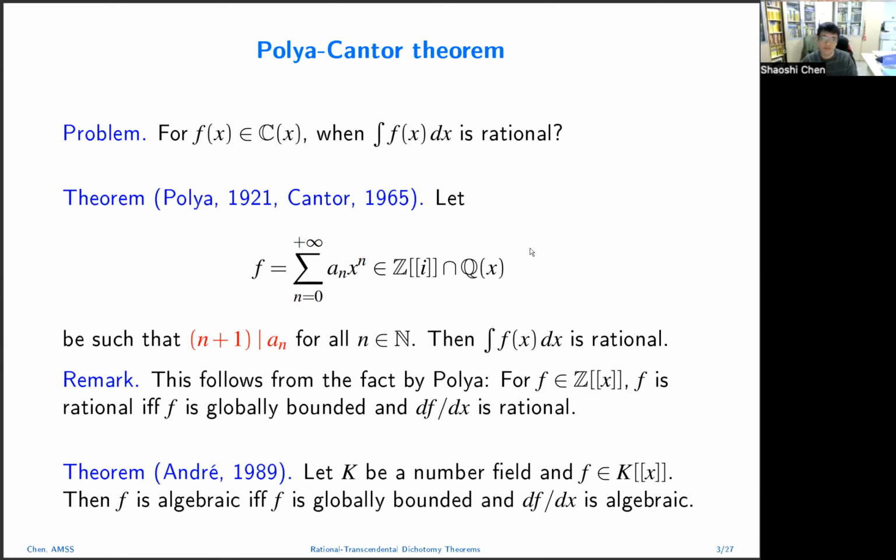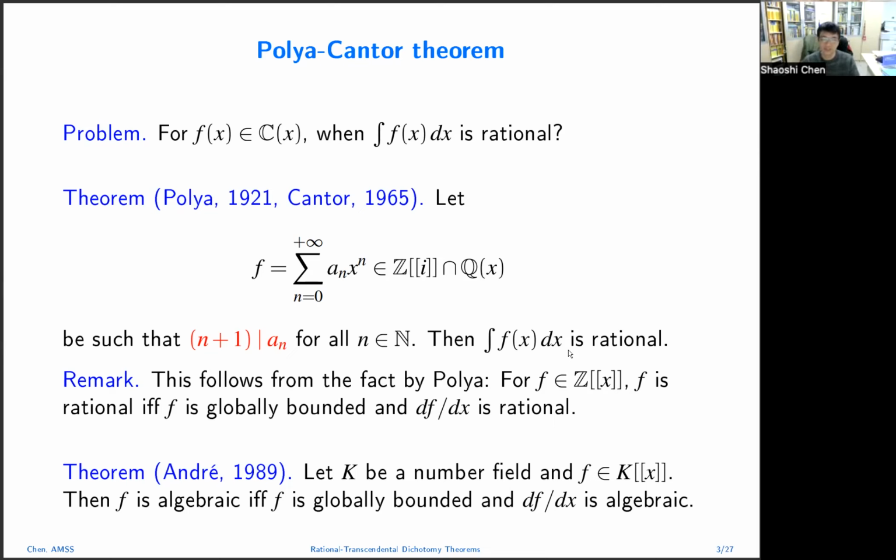And there are some arithmetic conditions which will make these things rational. For instance, if you can expand this rational function as a power series with integer coefficients, and here the integer coefficient is an important arithmetic constraint, then in general, when you integrate this rational function, you will get a non-rational. But if you impose this arithmetic condition, say a_n is divisible by n plus 1 for all n, which means if you integrate this power series term by term, you get the coefficient divided by n plus 1. If you still get integer coefficients, then you can show that this actually is rational.